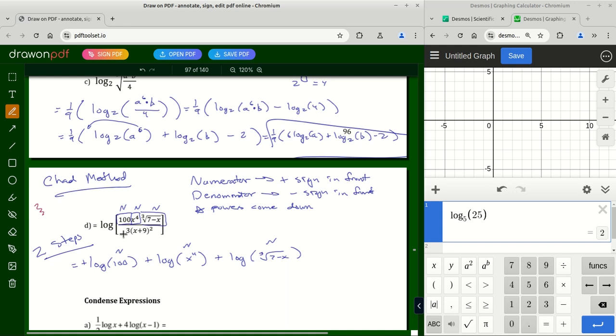Anyways, denominator. Right here, this guy, denominator. So I put a minus sign in the front. Log of 3. Hey, Chad, why is there a minus sign in the front? Because it came from the denominator. And finally, we got this big squaredy thing, denominator. So minus sign, log of all this stuff. Oh my gosh, I'm going to run out of room. Where did he come from? He came from the denominator. That's why there's a minus sign.